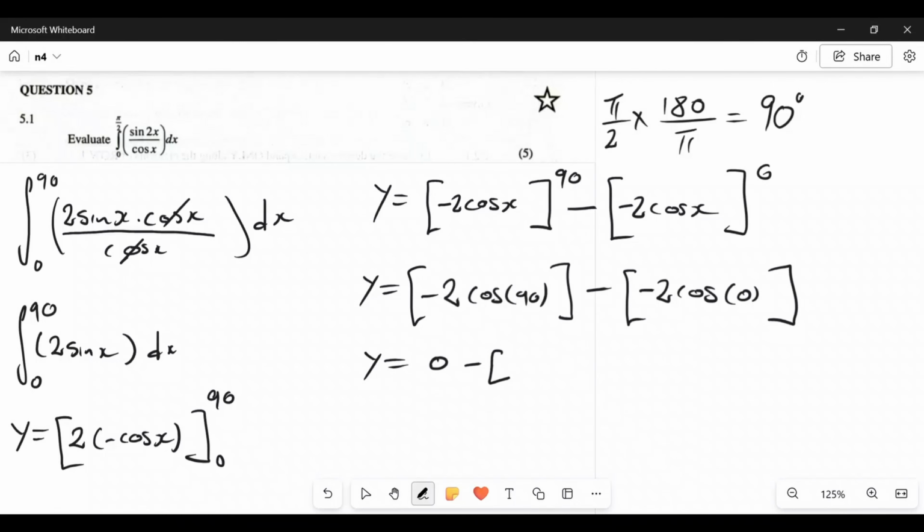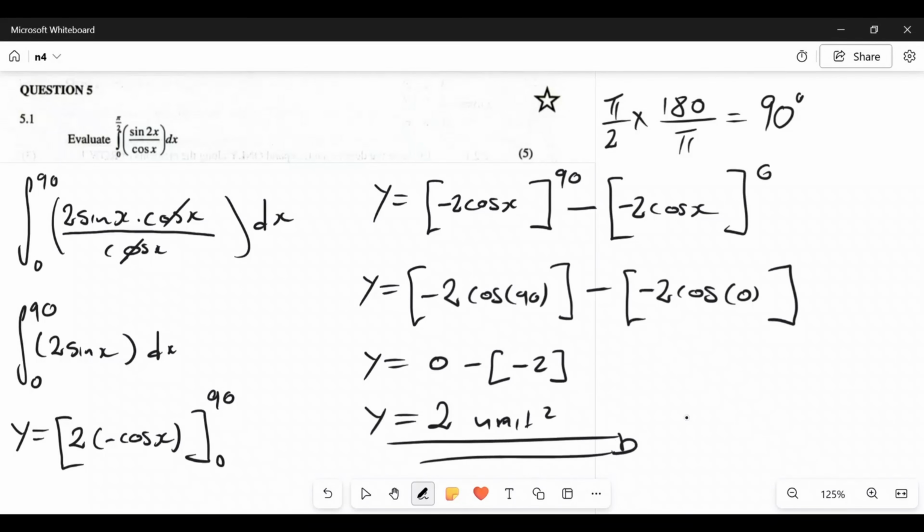And then minus. Inside there, we have negative 2 cos 0. That is going to give us negative 2. So the final answer, our limit, is going to be positive 2. You can write unit squared there. There we go. This is our final answer for this question.